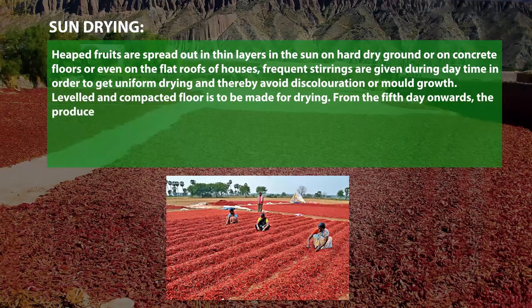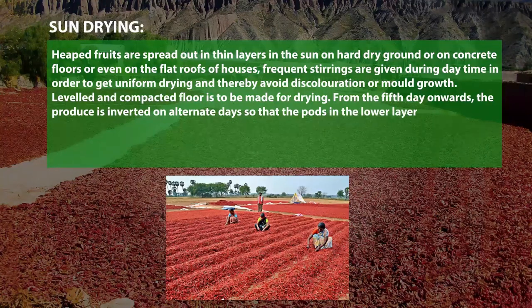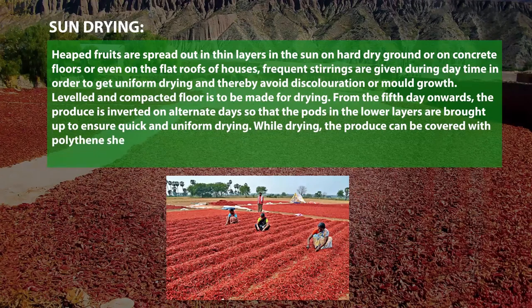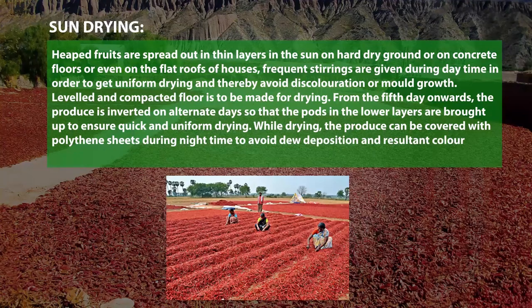From the fifth day onwards, the produce is inverted on alternate days so that the pods in the lower layers are brought up to ensure quick and uniform drying. While drying, the produce can be covered with polythene sheets during night time to avoid dew deposition and resultant color fading.